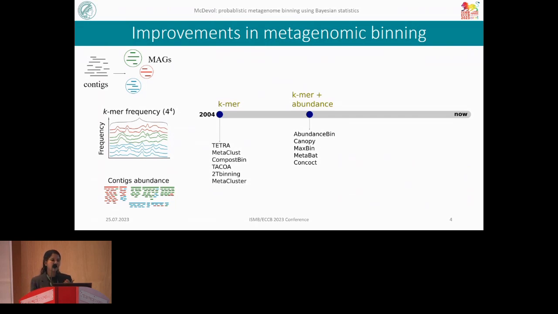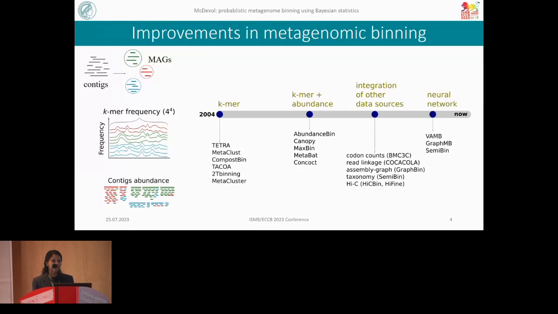The reason is that contigs that come from the same genome would have a correlated abundance profile across samples. So when we combine contig abundance with k-mer frequency, we get better binning results, and many famous methods are built upon that. Recently, people also integrate codon counts, read linkage, assembly graphs, etc. to improve binning. Also, neural networks entered the binning field, improving the quality of MAGs. In most cases, k-mer frequency and contig abundances are compared in different ways to compute distance between contigs so that we can cluster robustly.